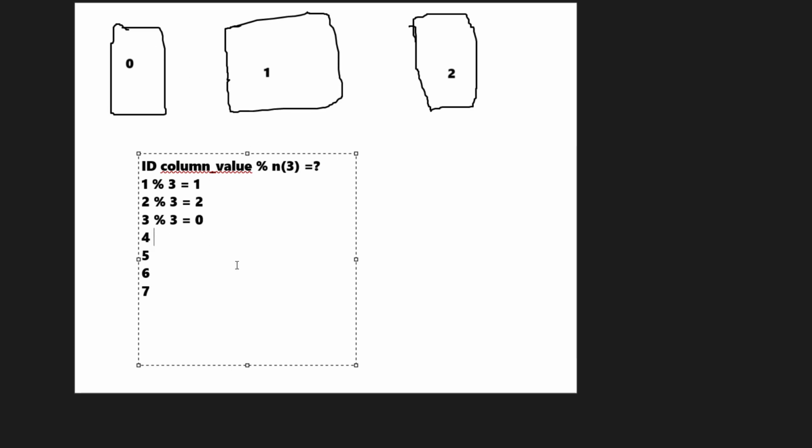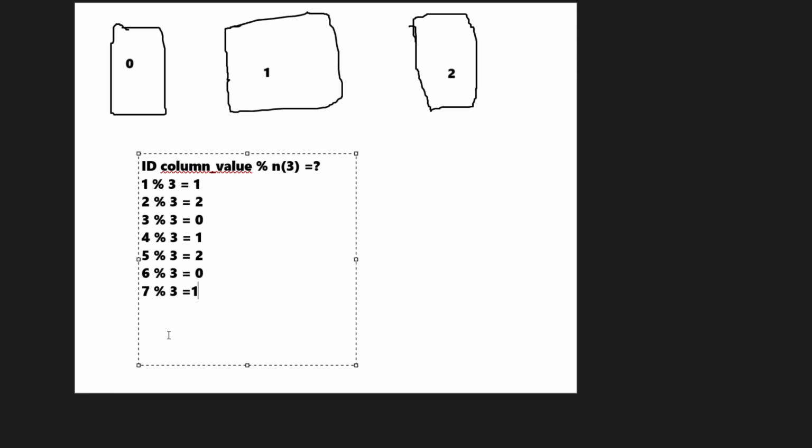Similarly, coming to this one, this will again be divided by 3, and this will give me a remainder of 1. So this column value 4 will now be in bucket 1. So now I have 1 and 4 both in bucket 1. Now coming to the next one, this is divided by 3, and my remainder is 2. For this one divided by 3, this again will give me 0. And for this one, 7 divided by 3, this will be 1 again. So this will go into the first bucket.